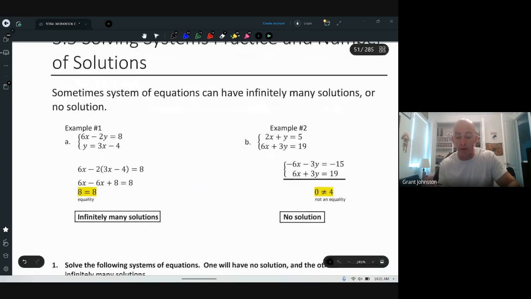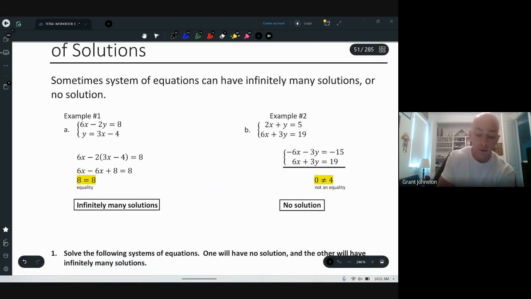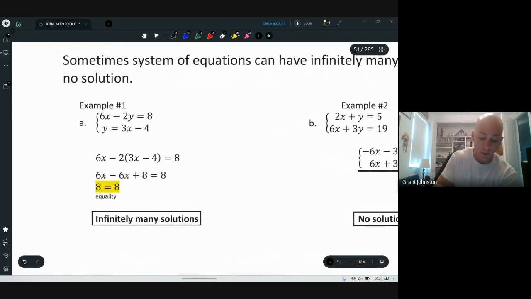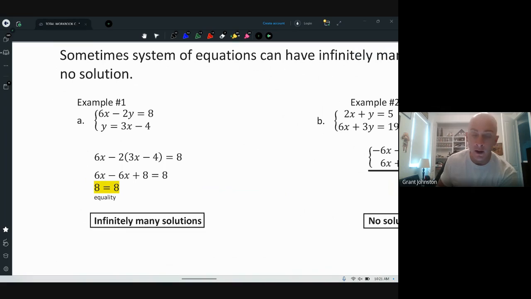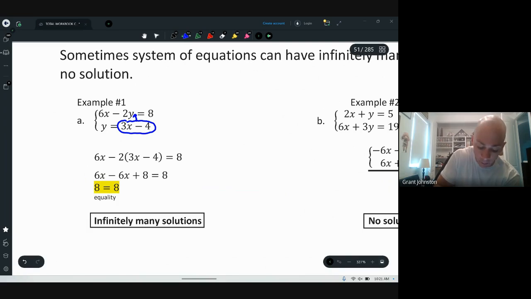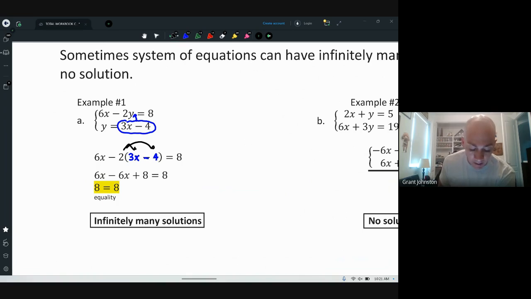So here are a couple examples. Let me just talk through them really fast. Let's say example 1. You have 6x minus 2y equals 8, and you have y equals 3x minus 4. On this one, most likely your approach would be to take this and substitute it in for y. So you substitute in 3x minus 4 for y, and then you distribute and all that good stuff. You get 6x plus 8.